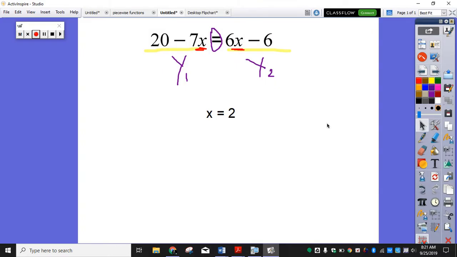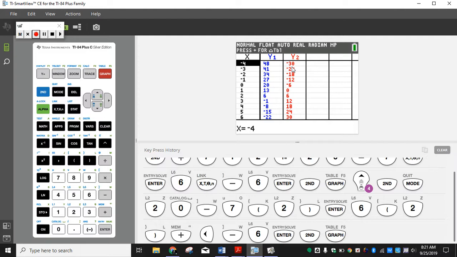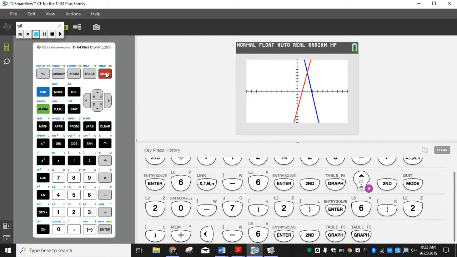Now, some of you may feel a little overwhelmed when you look at the table. That's a lot of information to take in. Sometimes it can be hard to see where they're the same. So what I can also use is my graph. So instead of pressing second graph, I just press graph, and I can visually see where the solution is. It's where the two lines cross.